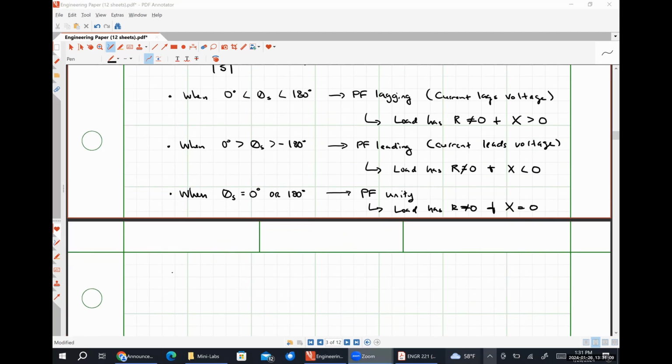And then lastly, when theta S is exactly equal to plus or minus 90 degrees, our power factor is 0. The repercussions of this are that our load has no resistance and is purely reactive. Right.